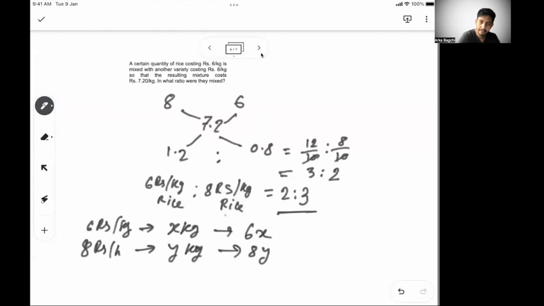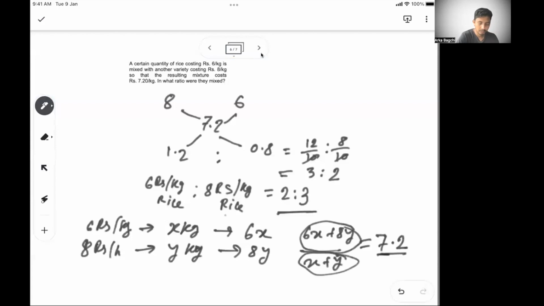So using weighted average, we can say 6x plus 8y is the total cost of the mixture, and the total quantity of the mixture is x plus y, and that is equal to 7.2. So this is your total cost of the mixture in terms of x kg of 6 rupees per kg rice and y kg of 8 rupees per kg rice. So this is the total cost, and this is the total quantity. So if you divide, you will get the average, which is given 7.2. If you solve this problem, you will get again x is to y as 2 is to 3.